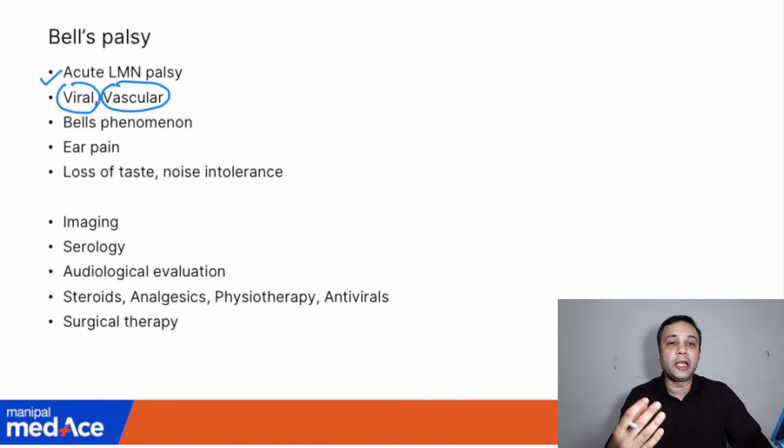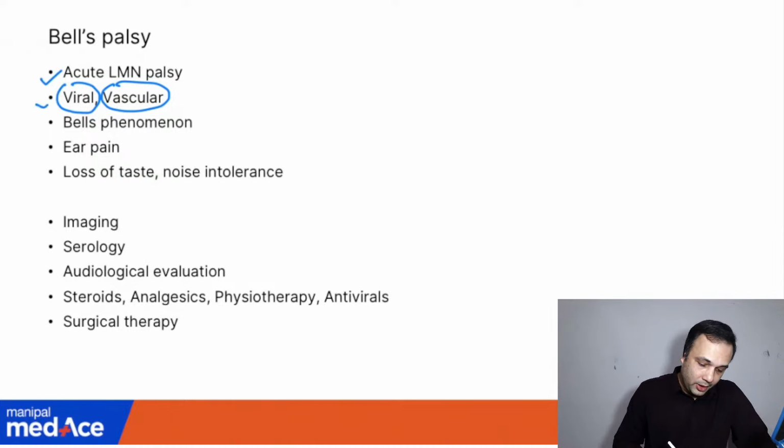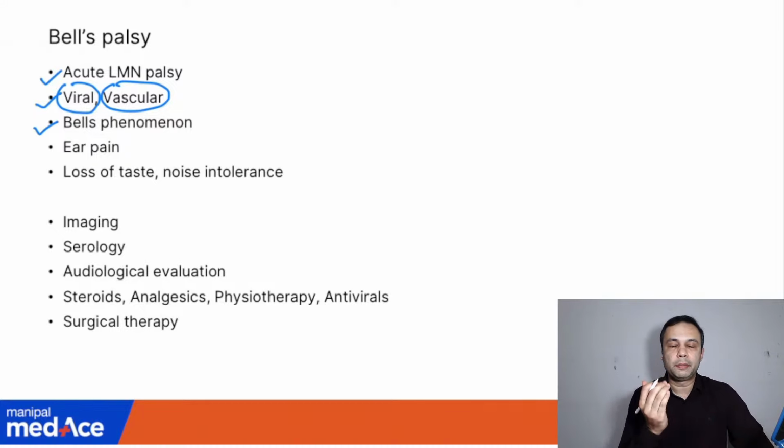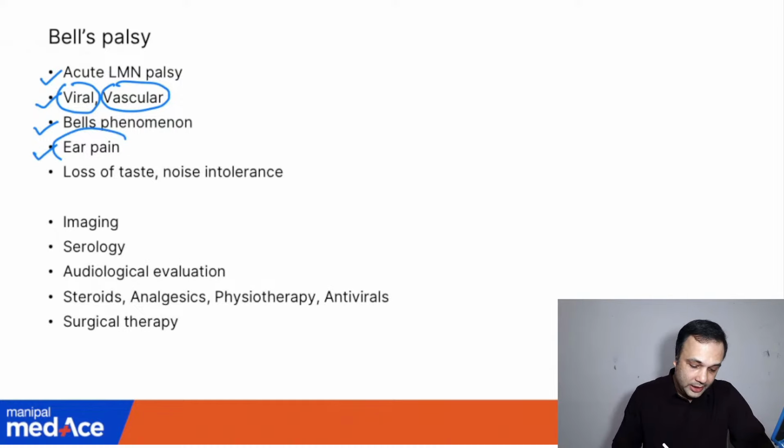Now, when there is an infection, there is inflammation of the facial nerve in the labyrinthine segment or any other segment, most common being the labyrinthine segment. This is responsible for causing Bell's palsy, right? Now, the third important feature here is a Bell's phenomenon. Bell's phenomenon is when the patient tries to close the eyes, the eye rolls upwards. The fourth important feature you can have in a Bell's palsy is ear pain.